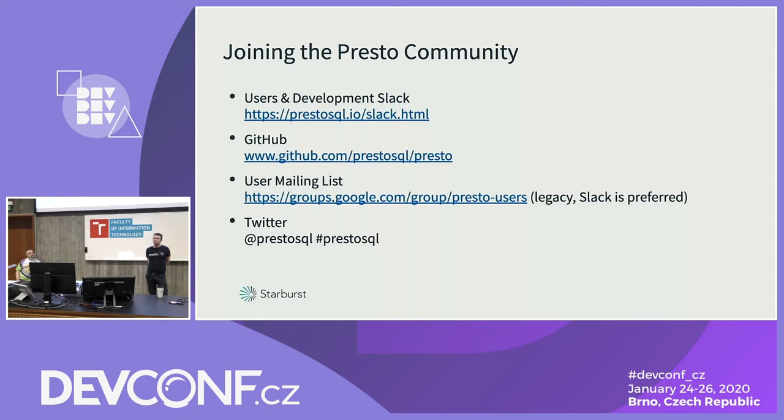So if you want to join the community, I recommend joining the Slack. You can learn a lot of interesting things there. We are all there and we try to answer the questions or troubleshoot the problems. So yeah, I really recommend that. Presto is available on GitHub. You can also, for example, file an issue there if you find something interesting. There is a mailing group also.